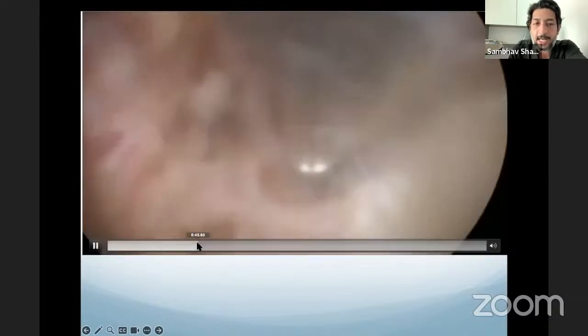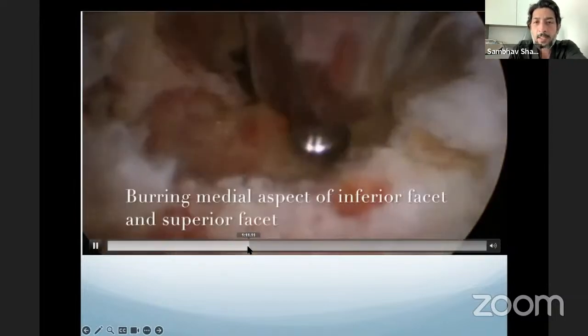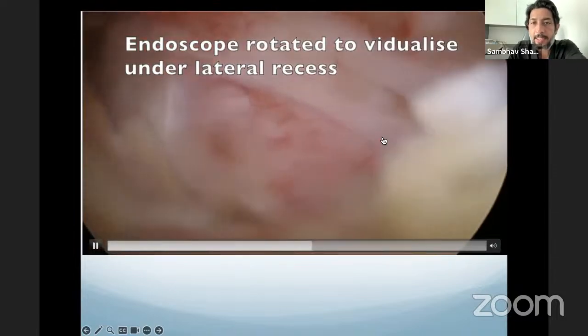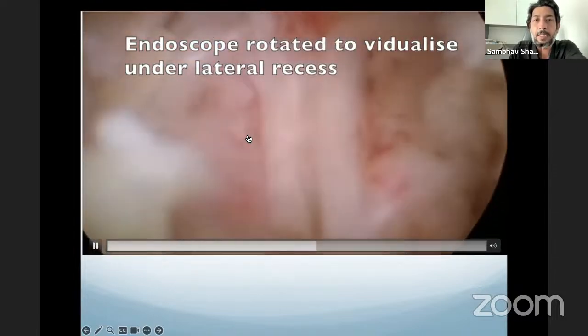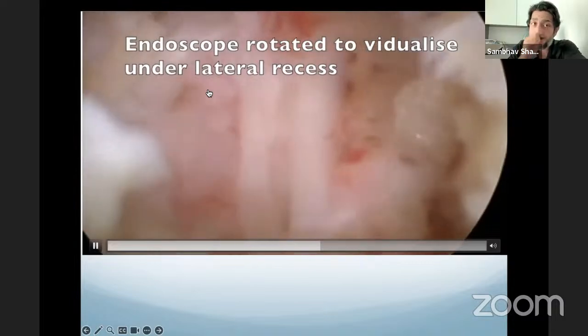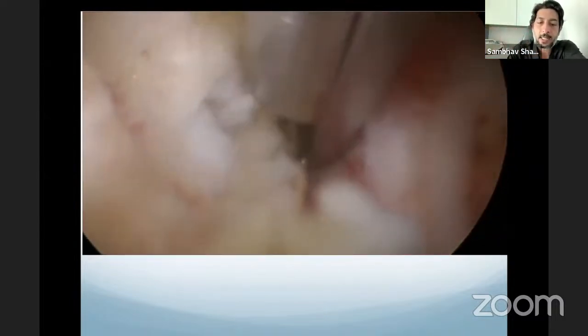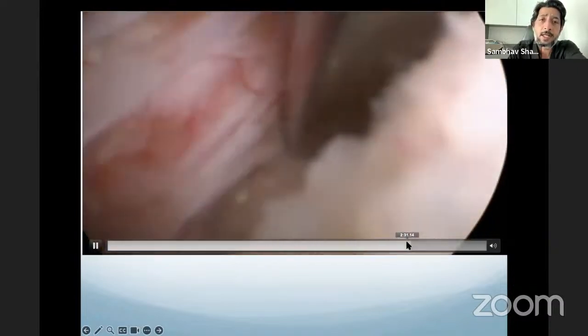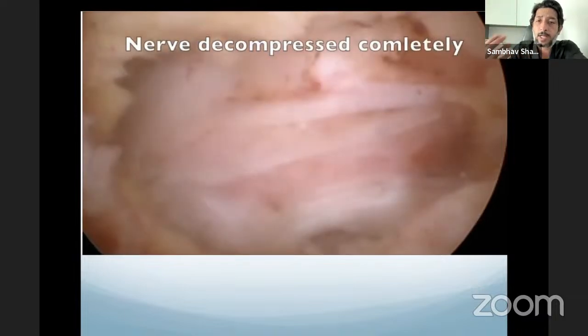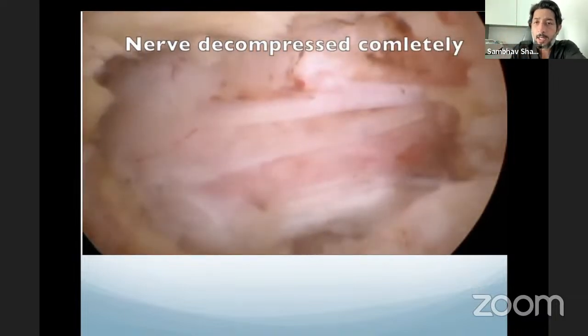The steps remain the same. Burring, then removing the ligamentum flavum, freeing the nerve completely. Another beauty of the endoscope is that you can rotate the scope, so you can actually look under the lateral recess, which makes life much easier. Once that is done, you can even retract the nerve. You can do a discectomy as well if you wish to.